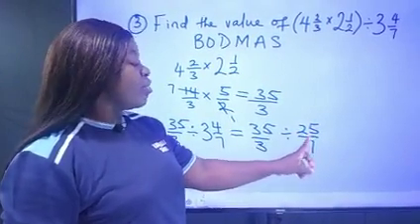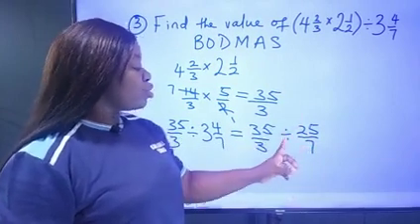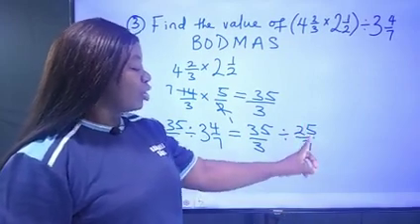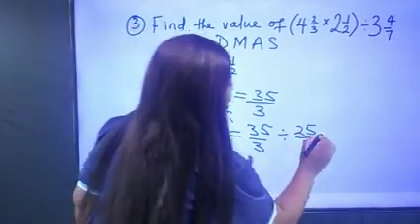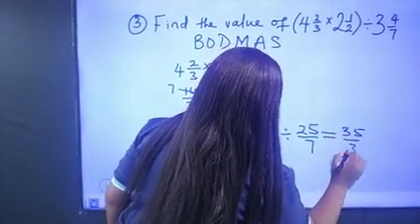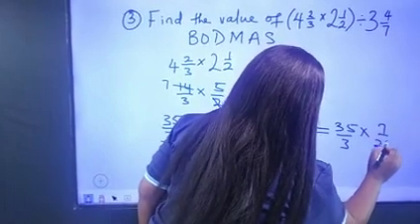Okay, now when dividing by a fraction, you multiply by the reciprocal of the fraction, or inverse. The meaning of inverse or reciprocal is that same fraction turned upside down. So we will change this division to multiplication, and we will turn this fraction upside down. So that will be equal to 35 over 3 times, turn this upside down, 7 over 25.